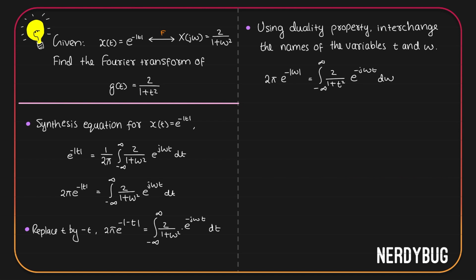Let us compare this with an analysis equation. Y of j omega is given as integral from minus infinity to infinity y of t e raised to minus j omega t dt. So we can call this y of j omega, then this will be y of t. That is, what we just got here is the Fourier transform of 2 by 1 plus t square. Therefore, 2 by 1 plus t square and 2 pi e raised to minus mod omega are the dual pair of e raised to minus mod t and 2 by 1 plus omega square.